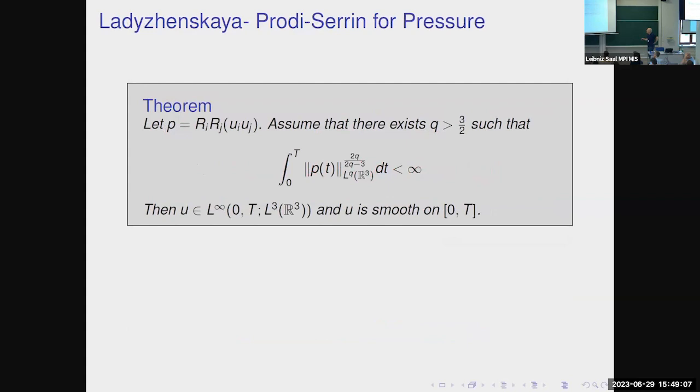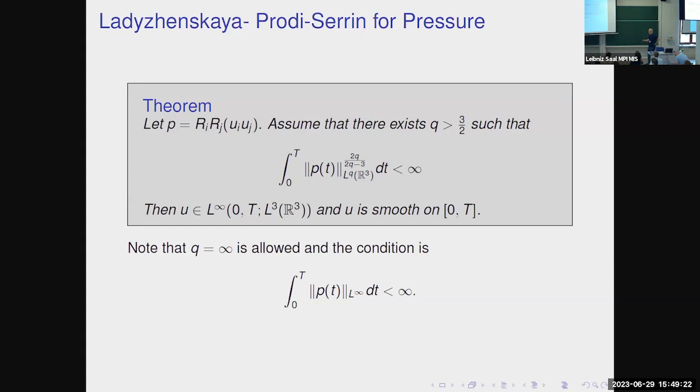So you can do Ladyzhenskaya-Prodi-Serrin, where the corresponding power is 2q over q minus 3 for given q larger than 3/2, and you get the same result. That's not a big deal. q equal to infinity is allowed. So it tells you, again, this looks like u squared, the L infinity of pressure, which is the normal thing. It would be like u squared. So it's stronger than u squared if you want.